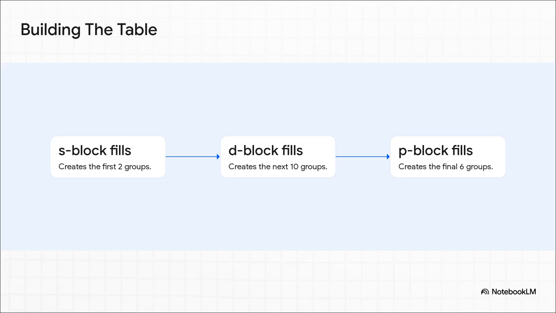First up, we fill the S subshell. Since it can only hold 2 electrons, boom, that gives us the first 2 columns of the table. Next, we fill the D subshell. That one holds 10 electrons, which gives us that big 10-column block in the middle. And finally, we fill up the P subshell. It holds 6 electrons, giving us the last 6 columns on the right.